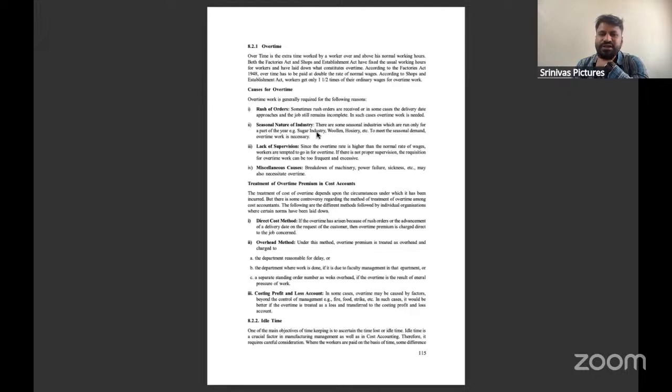Sometimes in normal hours, employees and laborers will not work properly. When there is no supervision, generally, if they work overtime, they will get additional money. For that reason also, they are going to work overtime. That is one of the causes of working overtime.